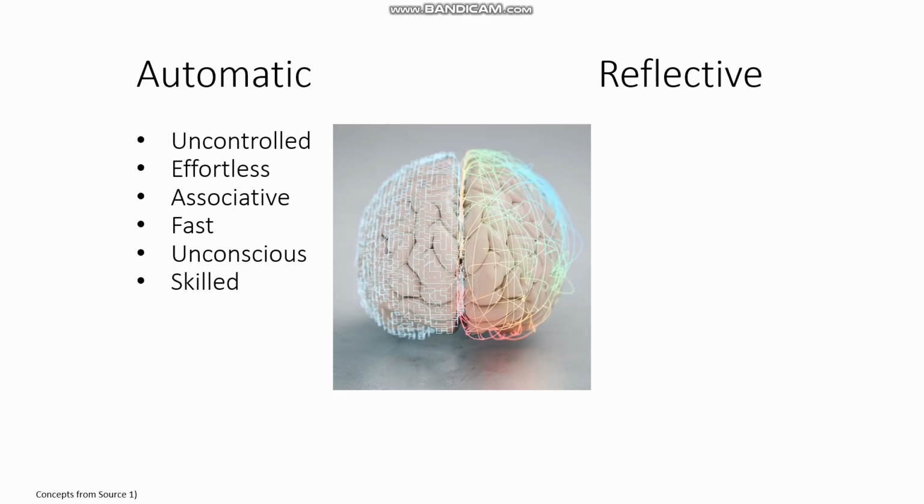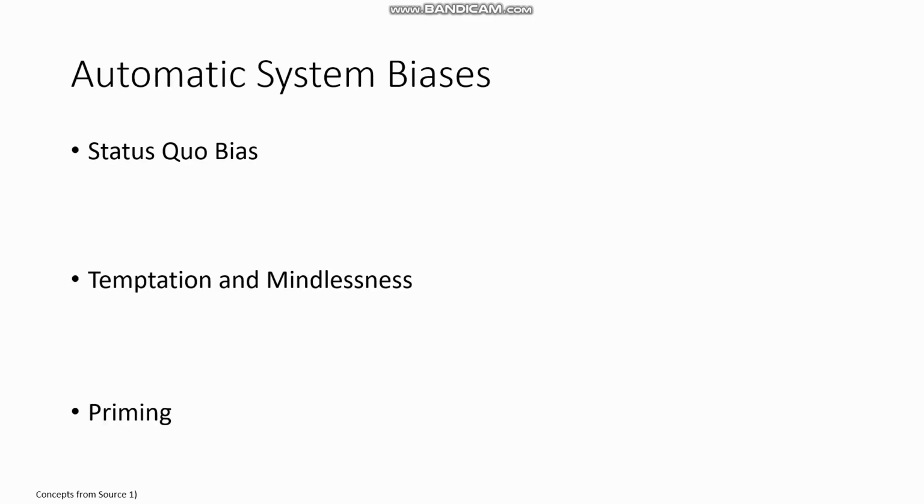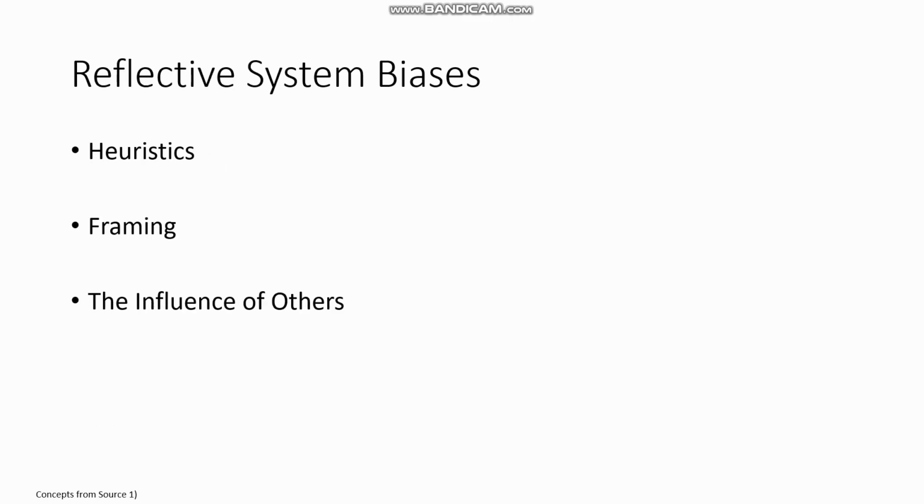The reflective system is described as controlled, effortful, deductive, slow, self-aware, rule-following. This can be described as when someone is learning to do something like play an instrument or a sport. That person needs to think about their every action until, with enough practice, that action becomes part of their automatic system. This understanding leads into how people can be nudged towards certain decisions. Biases that can be taken advantage of involving the automatic system can include the status quo bias, temptation and mindlessness, and priming. Biases that can be taken advantage of involving the reflective system can involve heuristics, framing, and the influence of other people. Let's start with nudging the automatic system.